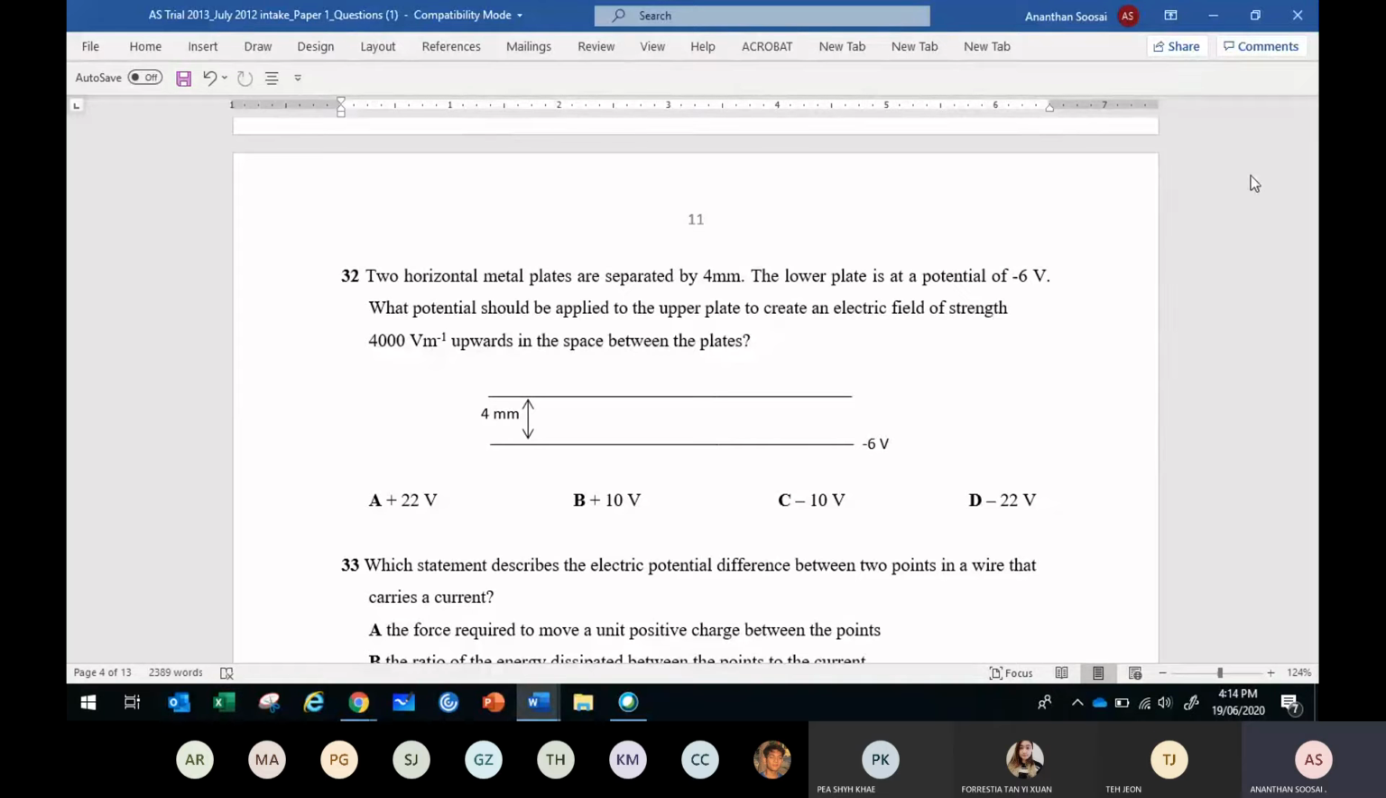So electric field again. Two horizontal metal plates are separated by 4 mm. The lower plate is -6 volt. What potential should be applied to the upper plate to create an electric field of strength of 4000 volt upwards?